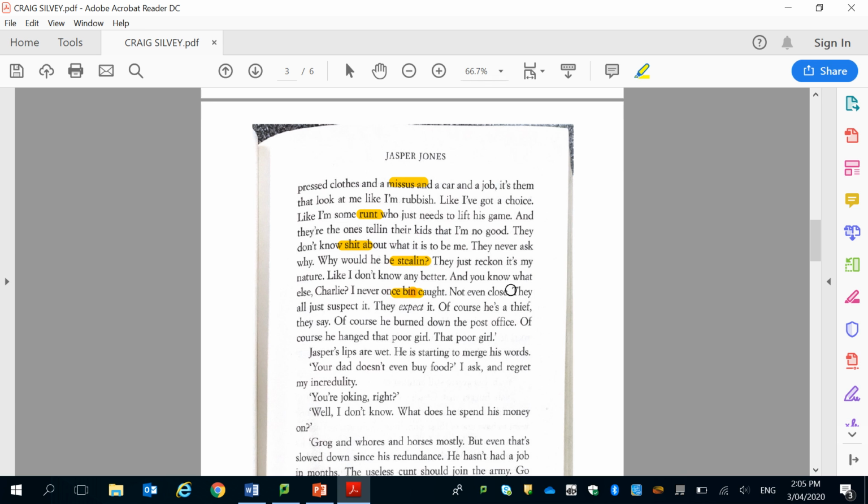Not even close. They all suspect it. They expect it. Of course he's a thief, they say. Of course he burned down the post office. Of course he hanged that poor girl.